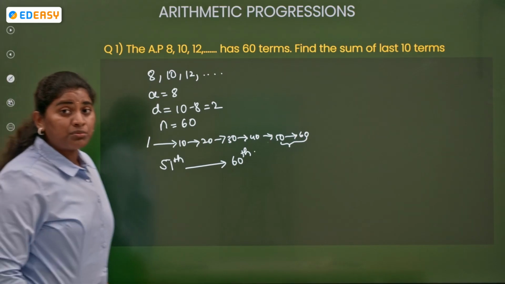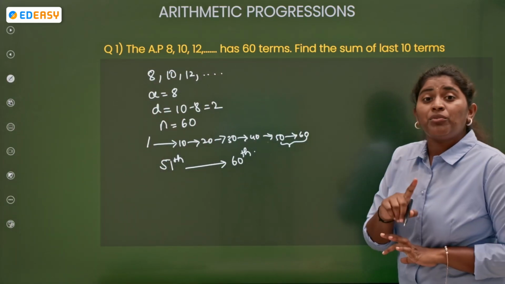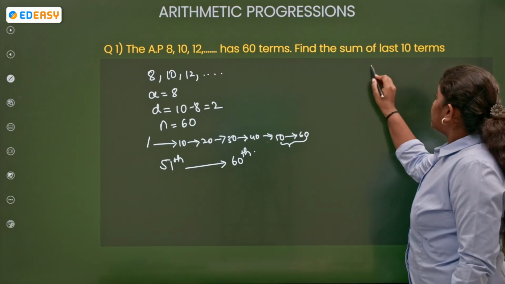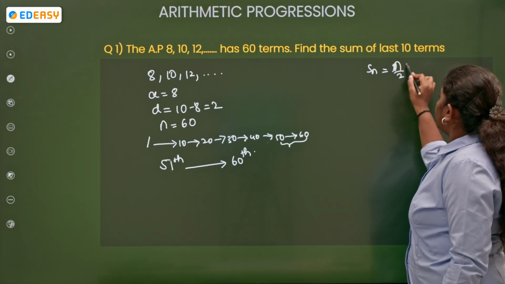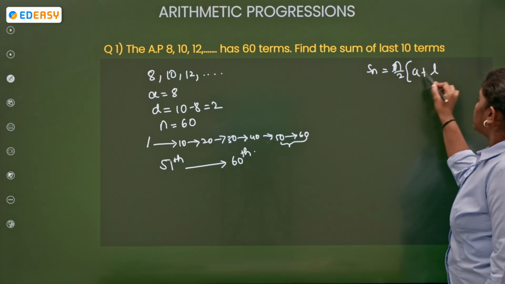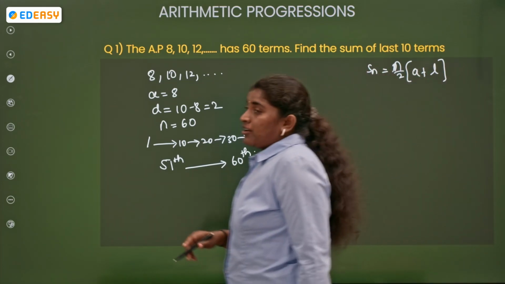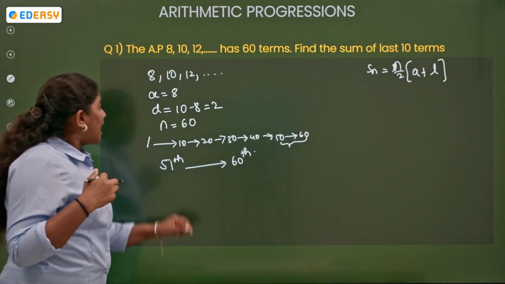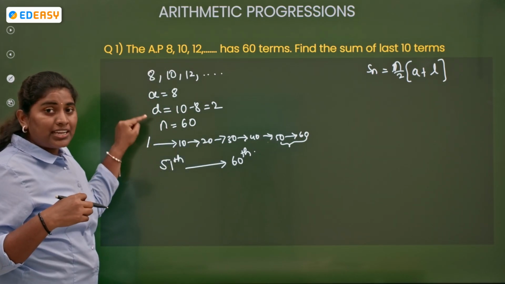Okay, 51st term to 60th term. Now, what is the formula to find the sum? Sn equals n by 2 into (a plus l). I am using a plus l, and you will understand why now. For this AP, I know the a and d values.